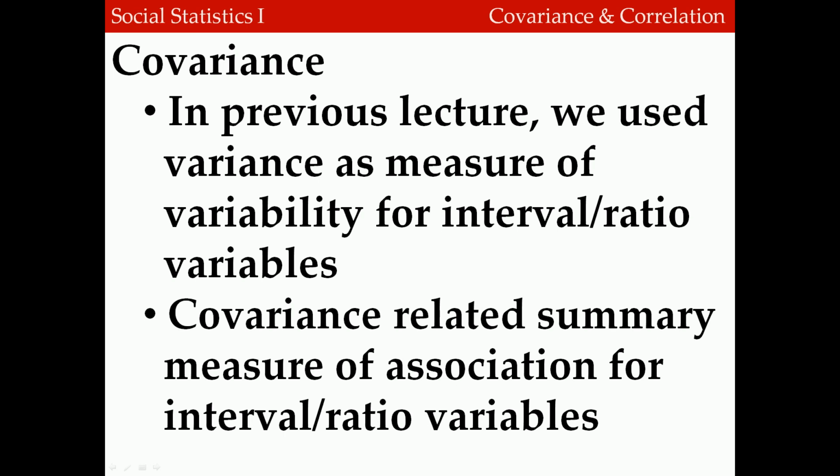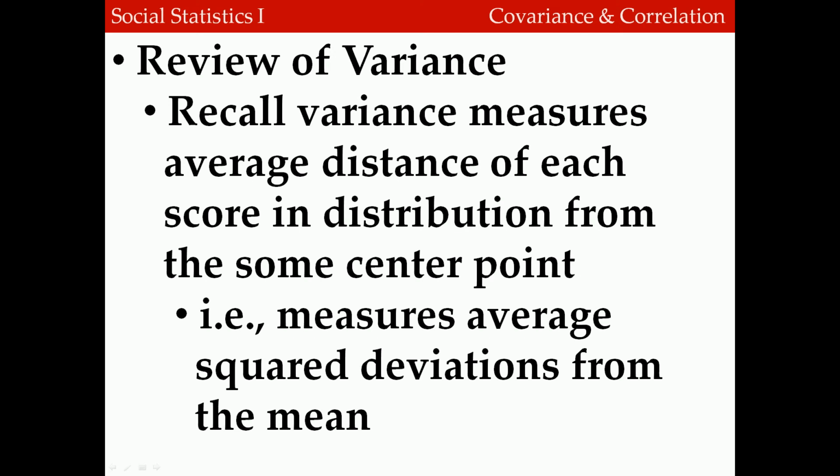So, recall that in a previous lecture we used variance as a measure of variability for interval ratio variables. Well, it turns out that there's a related measure, something called covariance, that's used to measure the association of interval ratio variables. Before we talk about covariance, let's review variance quickly. Recall that it measures the average distance of each score in a distribution from some center point. That is, the average deviation from the mean squared.